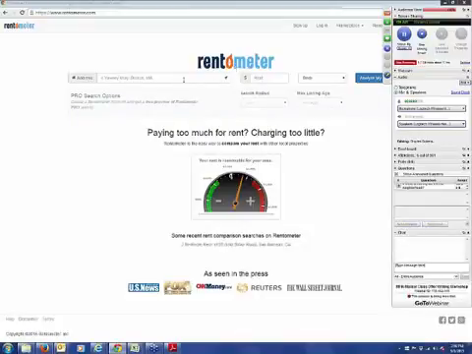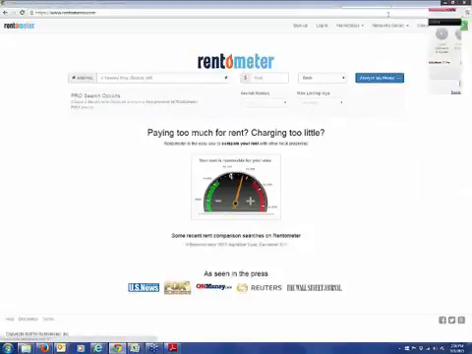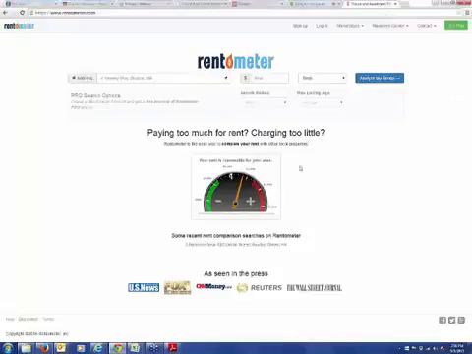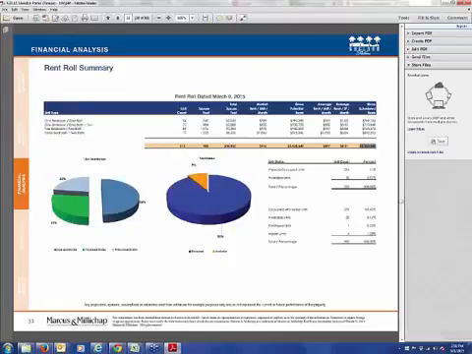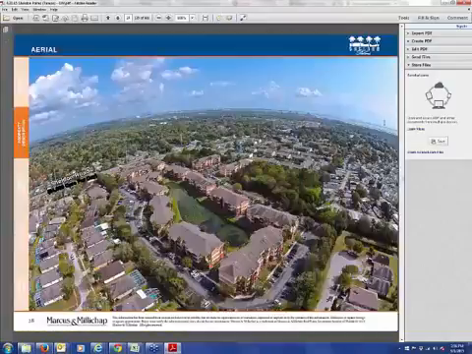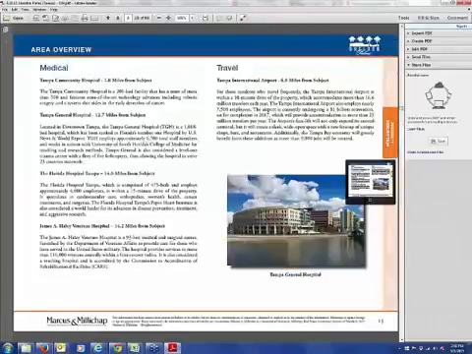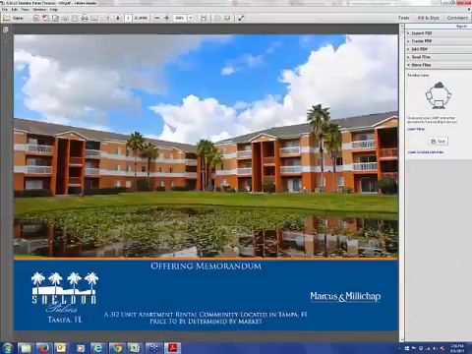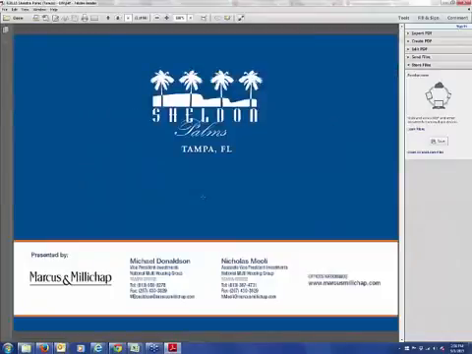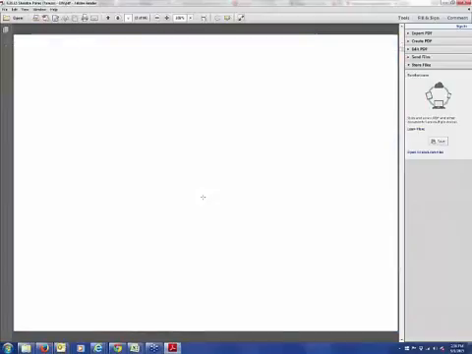This particular website is called Rentometer. I recommend you guys use this all the time. It's not exact, it's not scientific, but it's pretty darn accurate. It tells you exactly what's going on in a particular marketplace. So let's do a quick little search here, and let's find the address for this property.